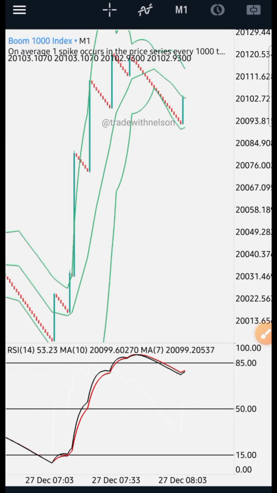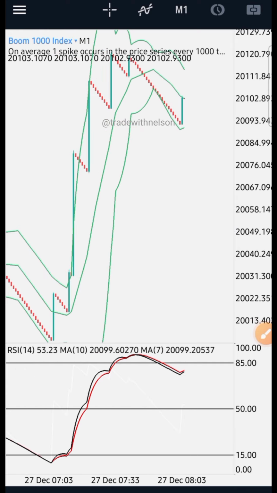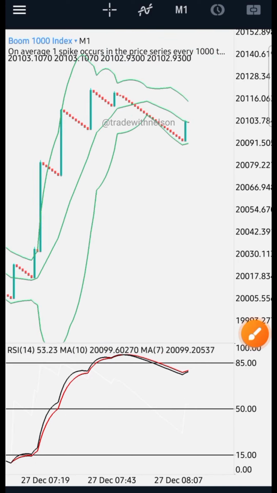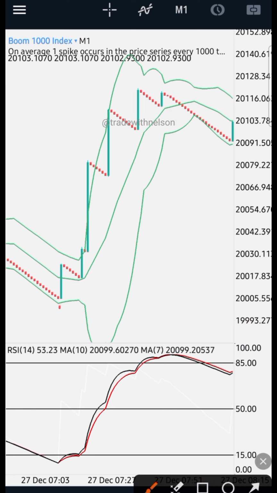So as we all know, everything we see on the crash market, the opposite will be what will happen in the boom market. On the boom market, our main focus will be on the 85 level and the 100 level, which is at this point, and then we are waiting patiently until the market spikes up and touches the upper band, which is indicating to us that the market is overbought.